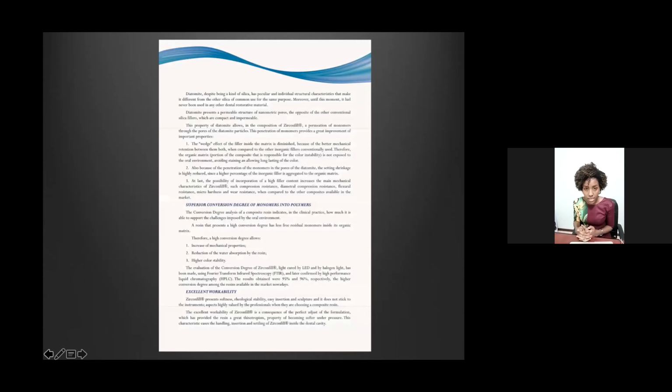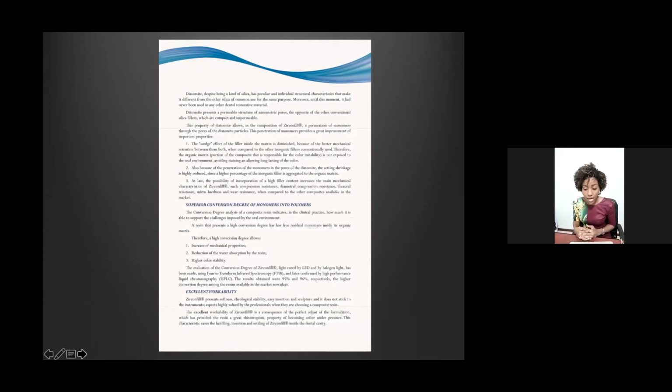You may pass this one. This slide is just showing the producer's explanation about diatomite and how it works and how it was included in the resin composite. Yes, you may pass. And to complete this explanation, I want to say that diatomite, despite being a kind of silica, has peculiar individual structural characteristics. You may pass this slide, please.